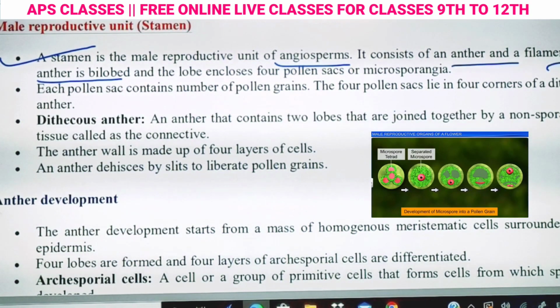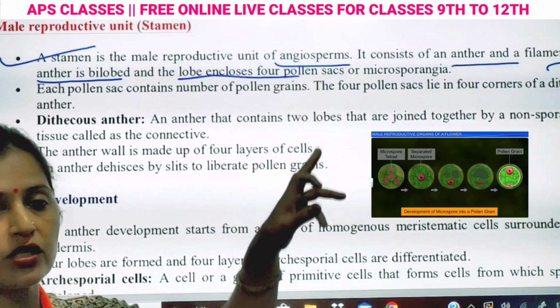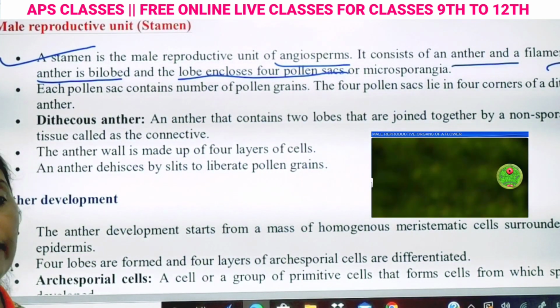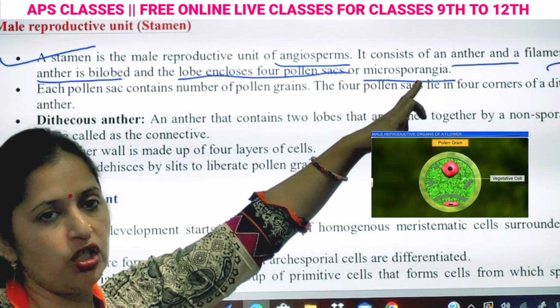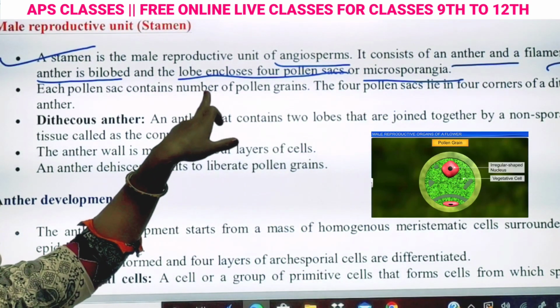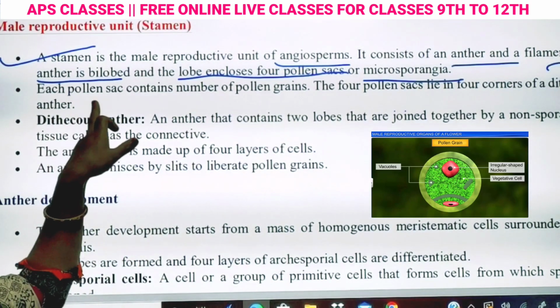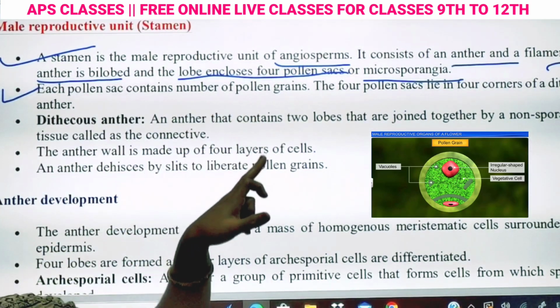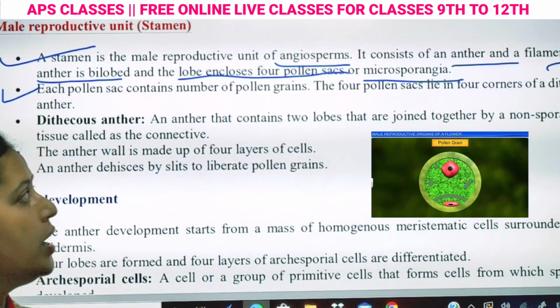Anther जो होता है, that is bilobed. That means it is divided into two equal halves, and the lobes enclose 4 pollen sacs. और हर एक lobe में जो है वो 4 pollen sacs होते हैं, या उनको हम क्या बोलते हैं? Microsporangia. Pollen sacs as well as microsporangia. That means these enclose 4 pollen sacs or the microsporangia. Each pollen sac contains a number of pollen grains. हर एक pollen sac में number of pollen grains present होंगे.